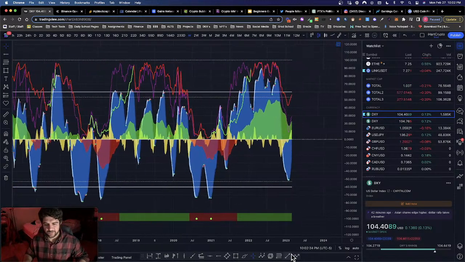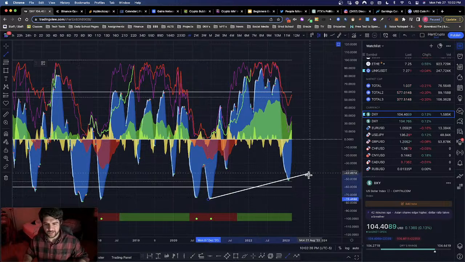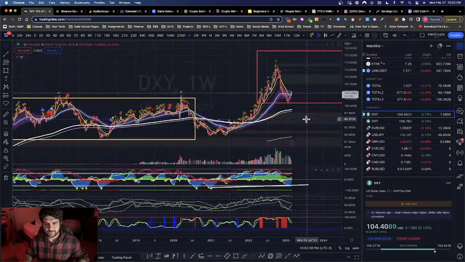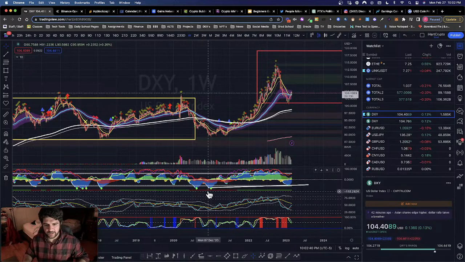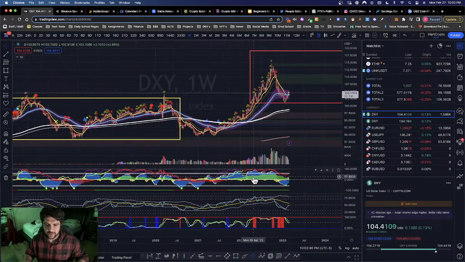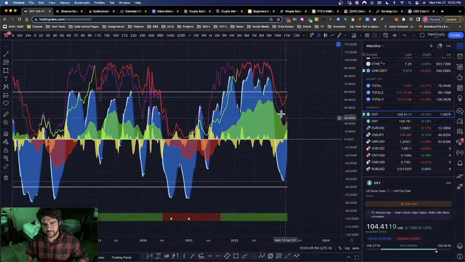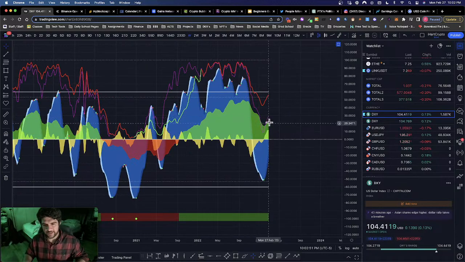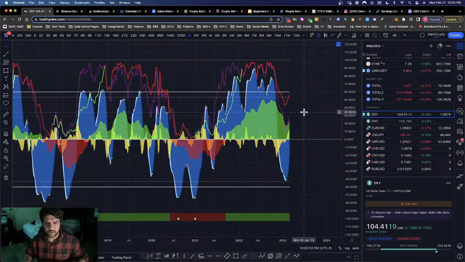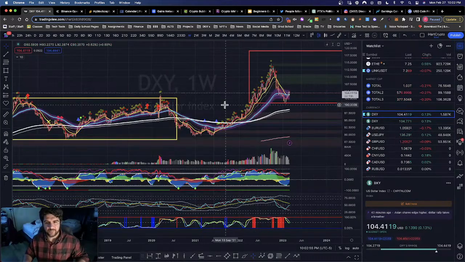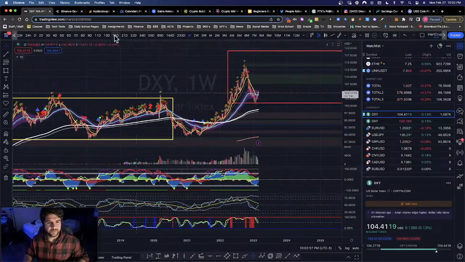That's pretty nice here. Higher high, higher low. Money flow is on its way up. Money is coming into the Dixie. Let's go to the daily.